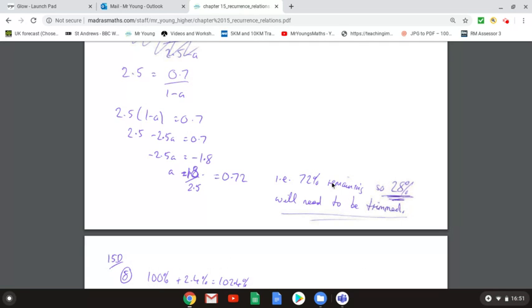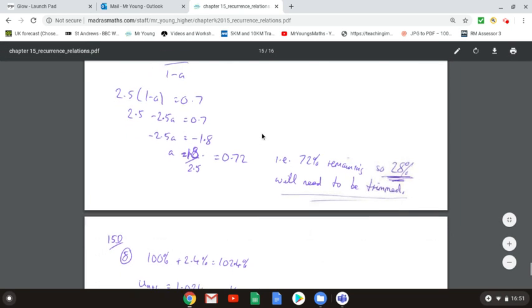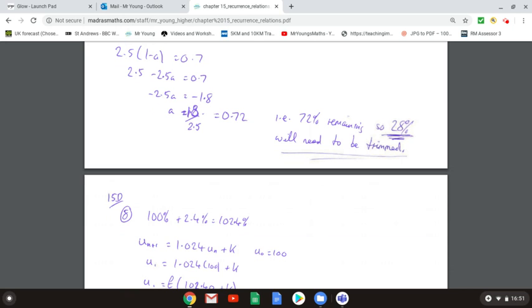Okay, so there'll be 72% remaining, but the question's asking how much needs to be trimmed off. That'll be 100 minus 72, which is 28%.